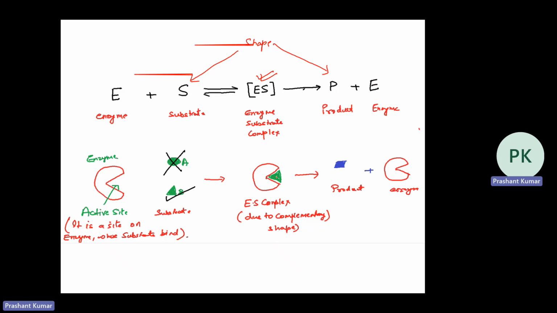Product is totally different from this triangle. So this is triangle, this is square, right? So shape is totally different. And this is the enzyme we have got back without being used up and without being changed in the shape.